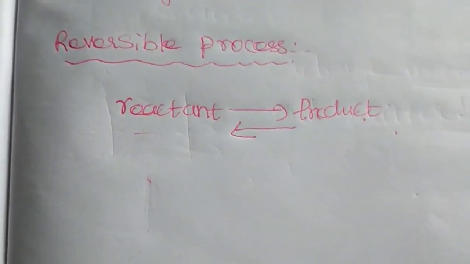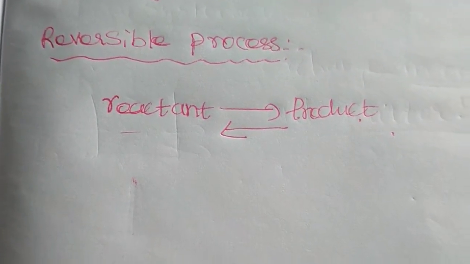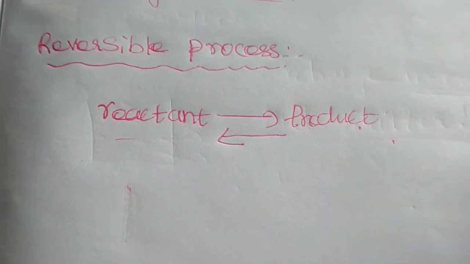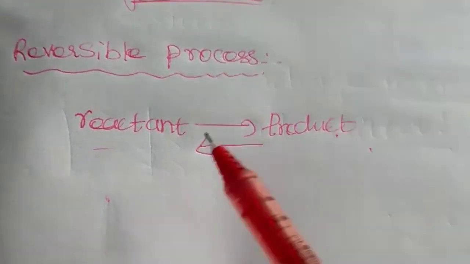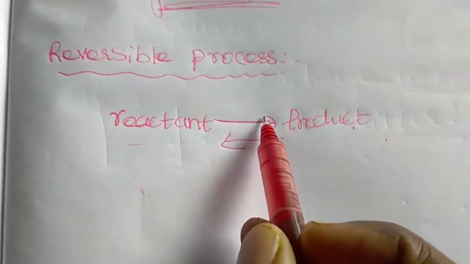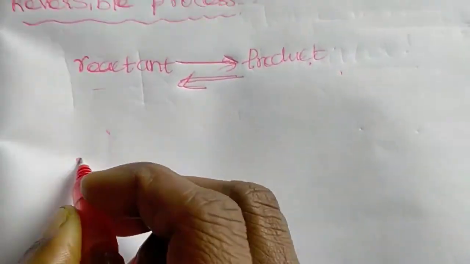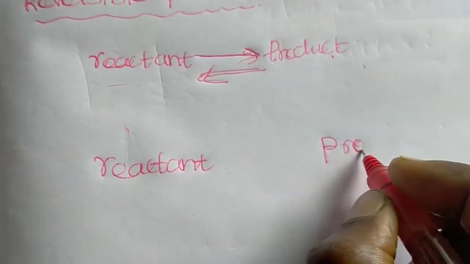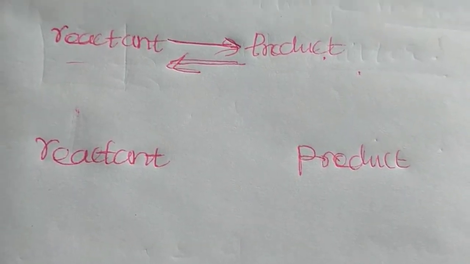The second condition is that throughout the full process, in the conversion of reactant to product and product to reactant, the system and the surrounding should both be in equilibrium. Equilibrium means what? Instead of writing two arrows, you can write reactant and product, so both are in a reversible reaction and they are in an equilibrium state.